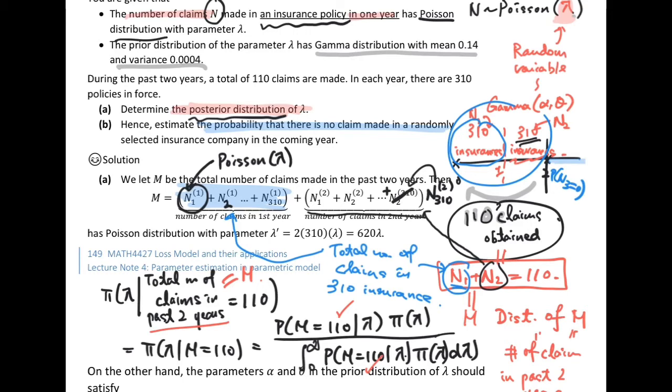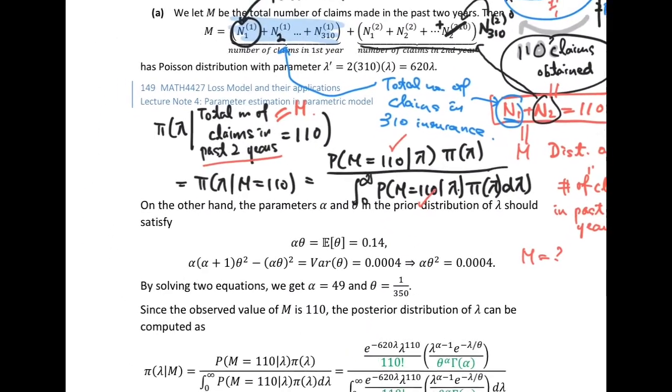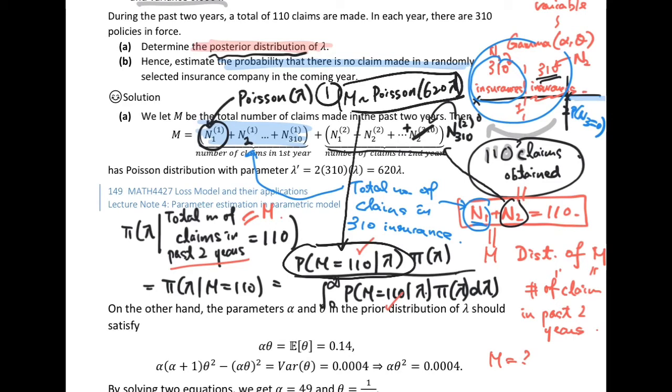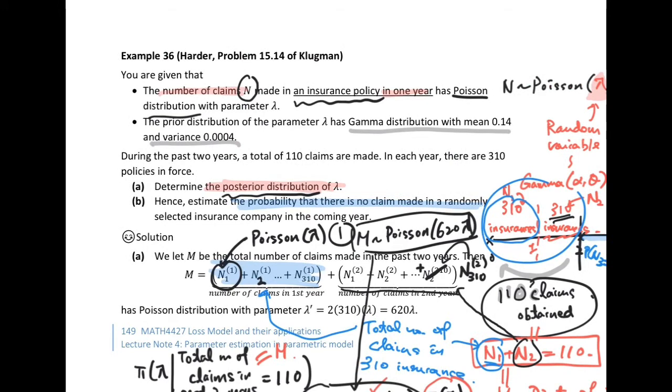So here you can easily conclude that M will follow the Poisson distribution with parameter 620 lambda. So this is the one important discovery which is useful for you to calculate this probability. Now, what's next? Of course the next thing will be about the prior distribution. For the prior distribution, we know it has a gamma distribution, right?